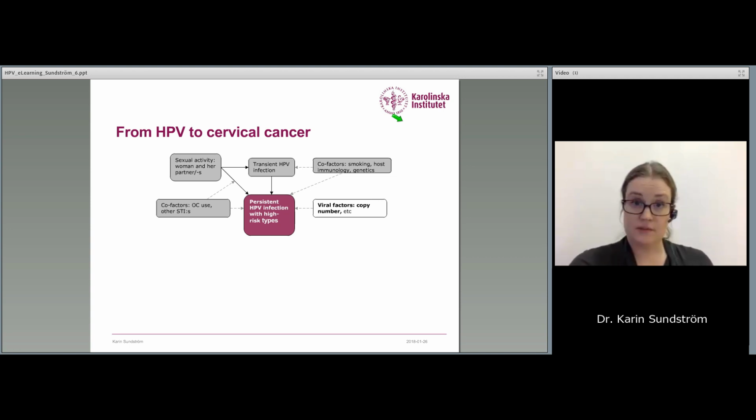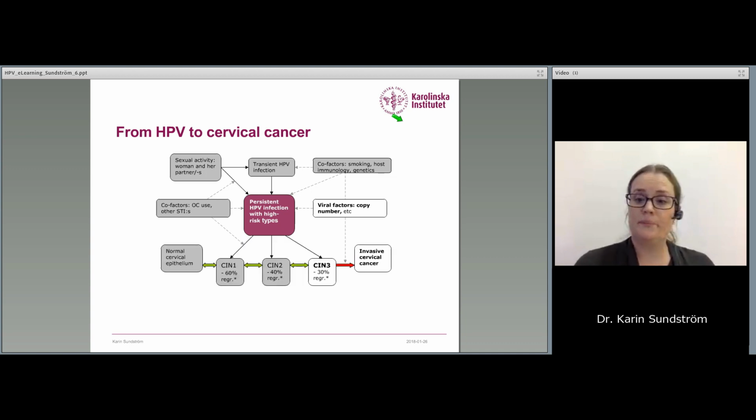Other cofactors such as oral contraceptive use or the presence of other STIs or perhaps HIV status may also influence the likelihood of persistence of HPV infection. Viral factors may also be of note. For example, the copy number or the viral load you are infected with, in terms of supporting persistence or clearance.